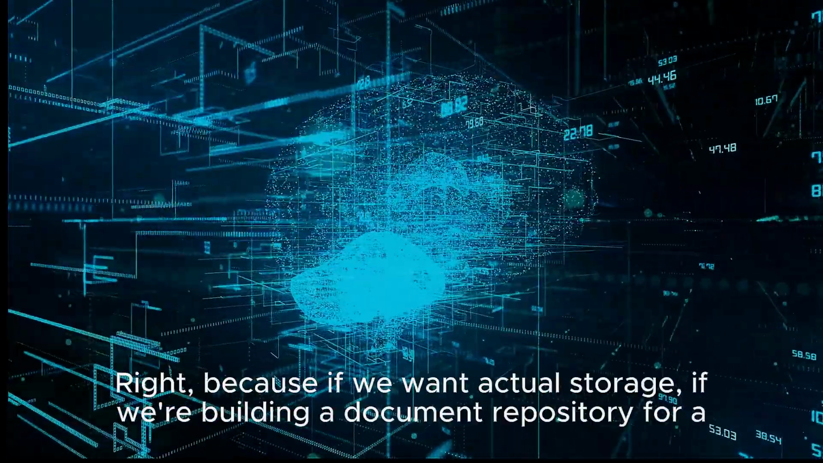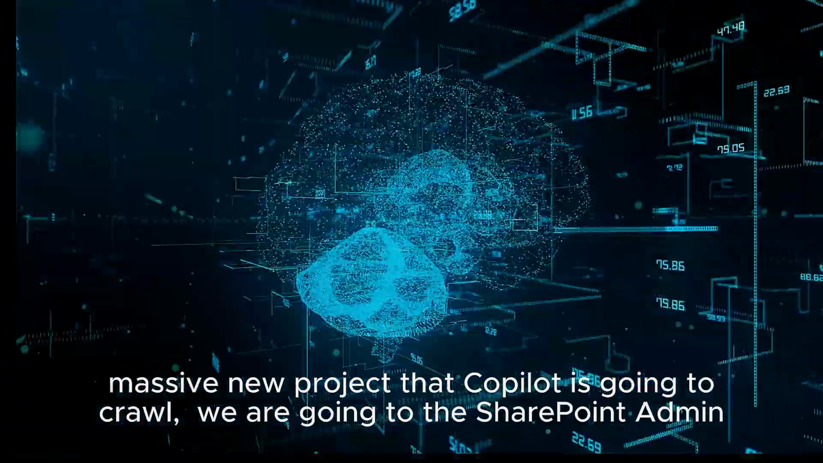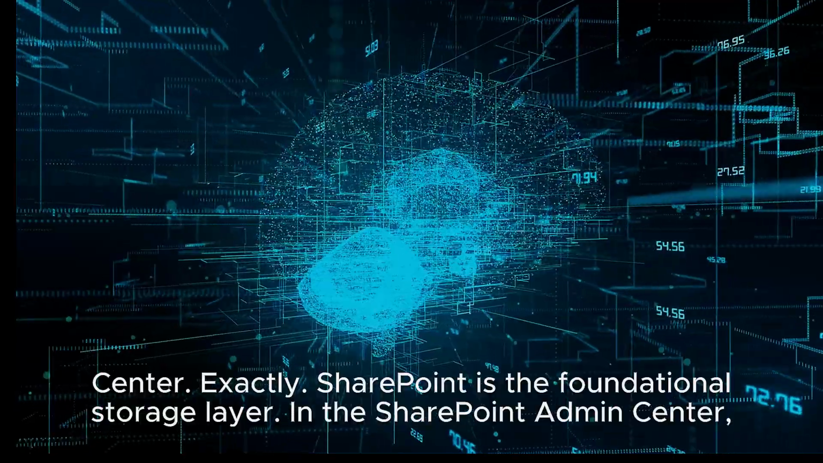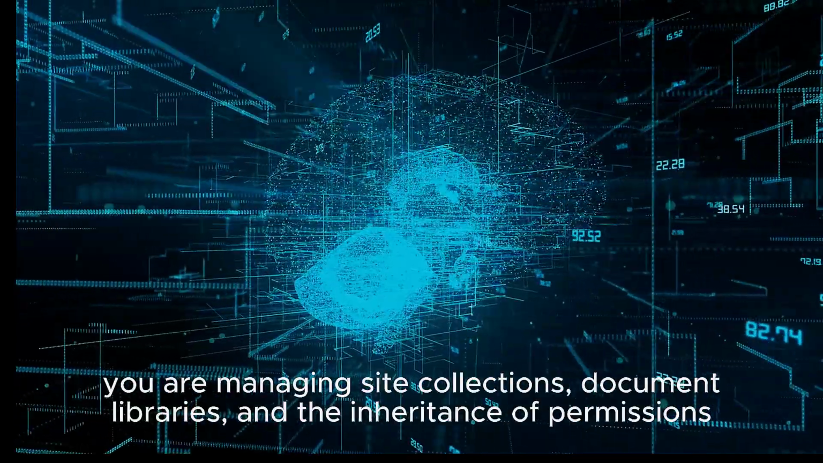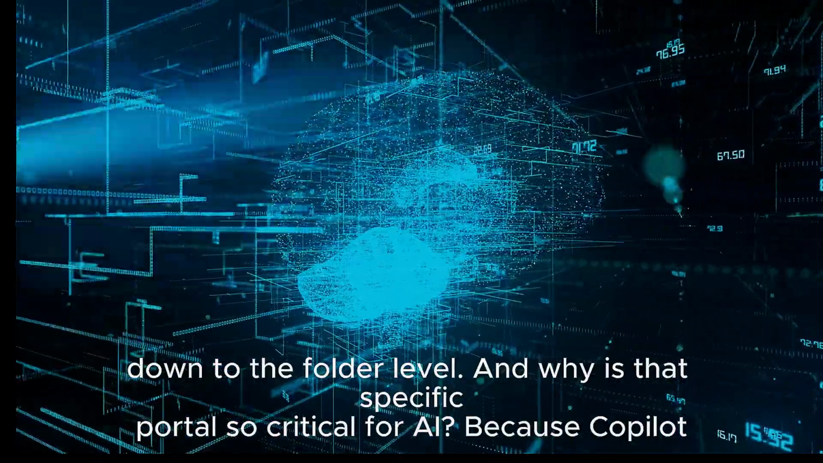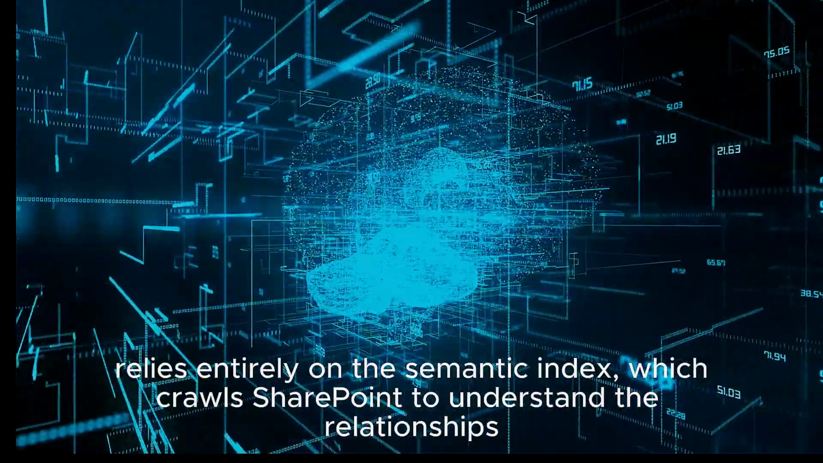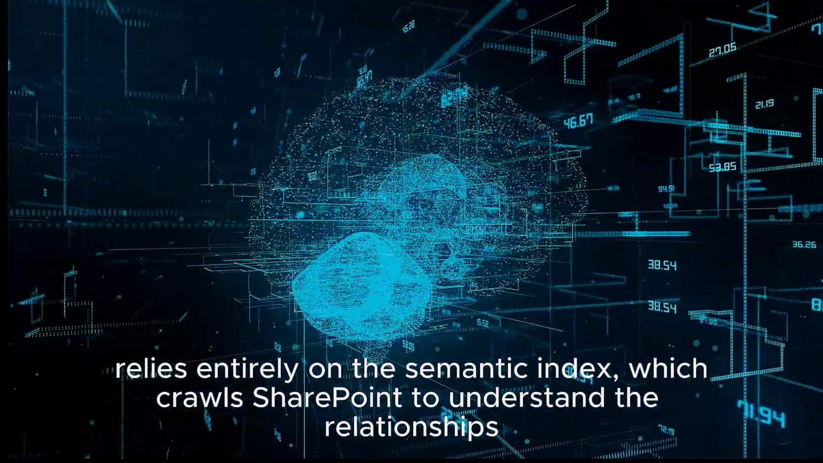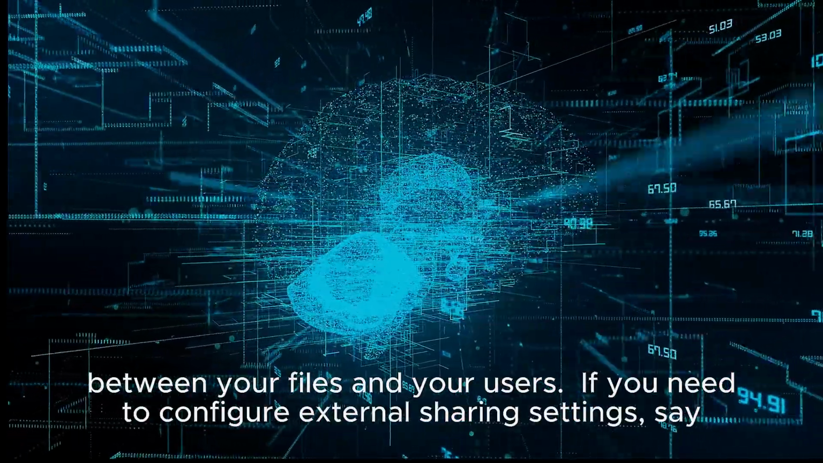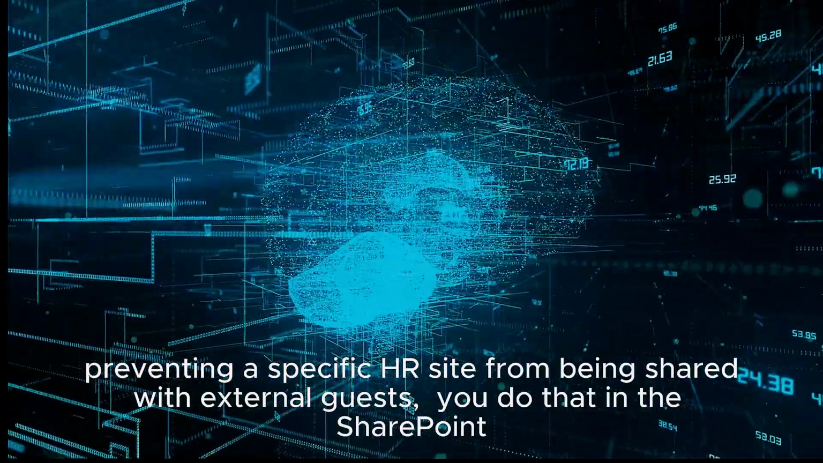Right, because if we want actual storage, if we're building a document repository for a massive new project that Copilot is going to crawl, we are going to the SharePoint Admin Center. Exactly. SharePoint is the foundational storage layer. In the SharePoint Admin Center, you are managing site collections, document libraries, and the inheritance of permissions down to the folder level. And why is that specific portal so critical for AI? Because Copilot relies entirely on the semantic index, which crawls SharePoint to understand the relationships between your files and your users. If you need to configure external sharing settings, say preventing a specific HR site from being shared with external guests, you do that in the SharePoint admin portal.